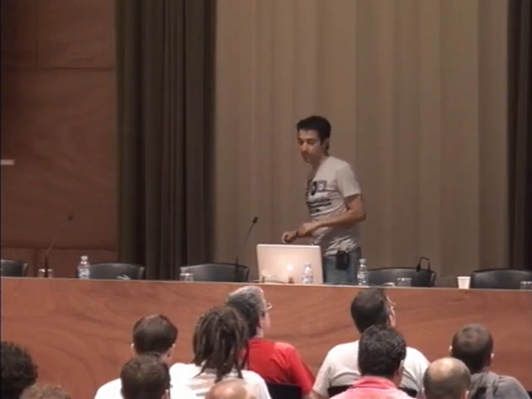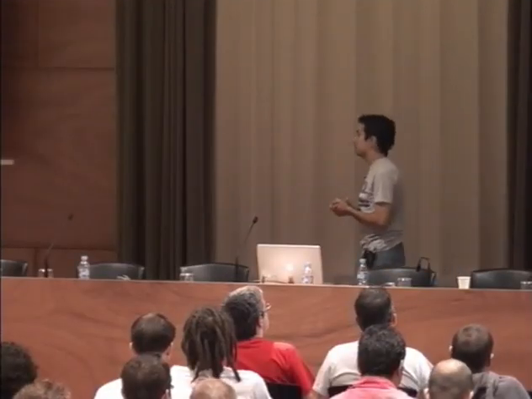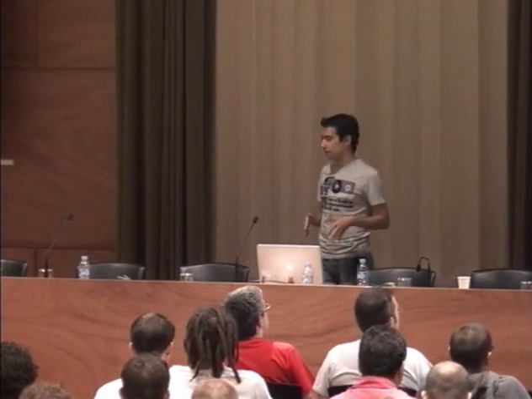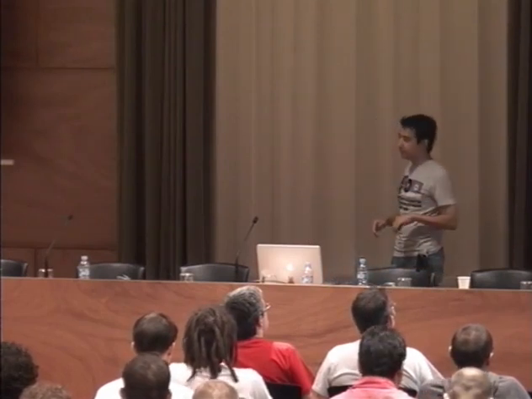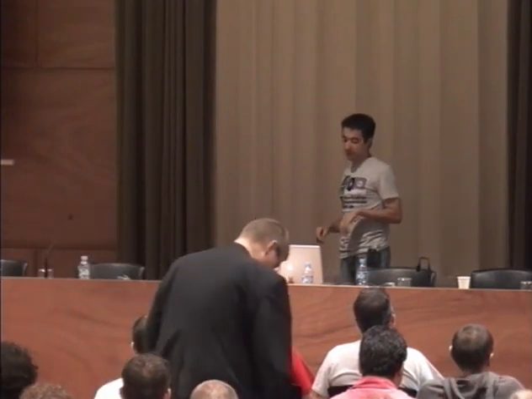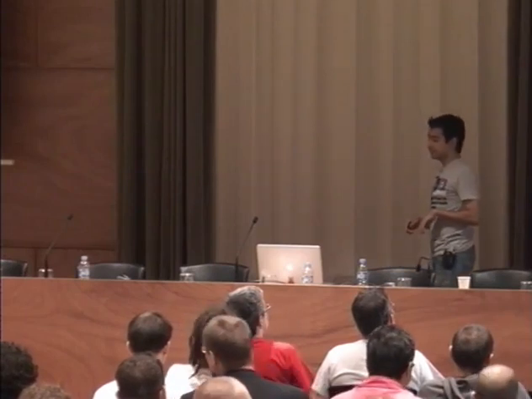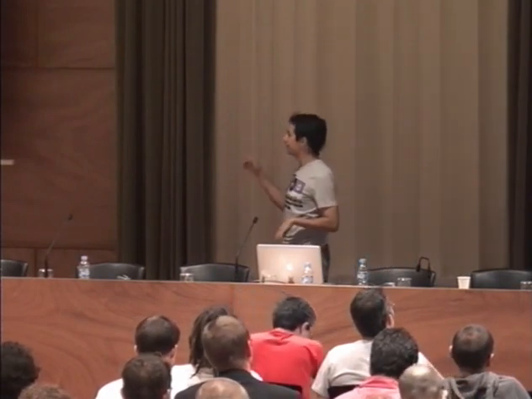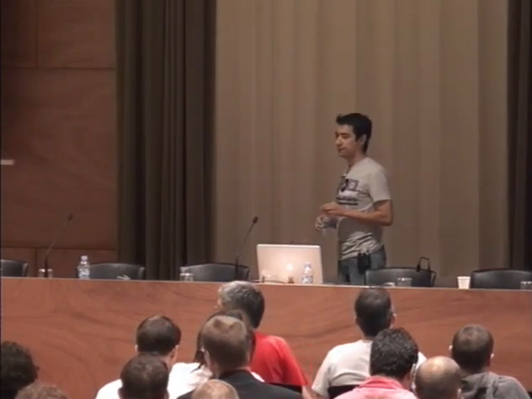And MIDI in Ruby: in the first times, Ruby DL, the dynamic link, was used to import C libraries and use them to access the MIDI hardware. Now we have MIDILib, created by Jean Menard, which we get as a gem, and Mediator, created by Ben Thring and Topher Thiel, who also wrote Practical Ruby Projects. That book inspires most of this project.